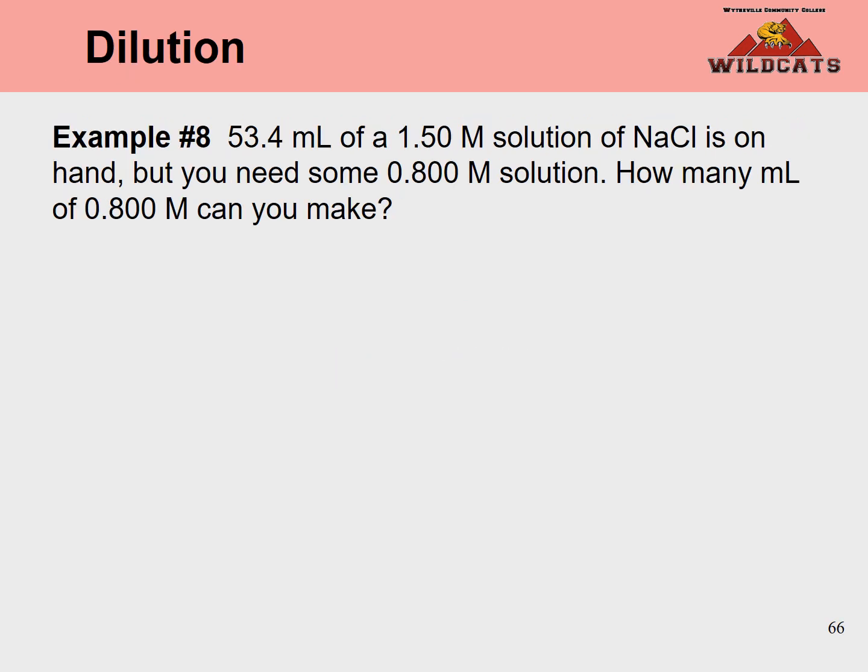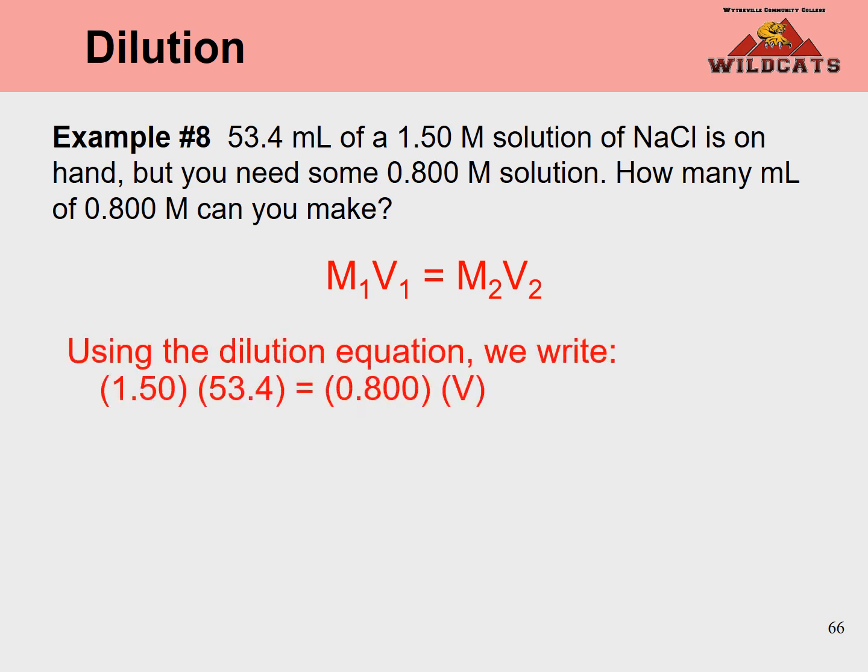So here's a dilution problem. We've got 53.4 milliliters of 0.150 molar solution. If I need a 0.80 molar solution, so I want to dilute this out, how many milliliters of 0.80 M can you make? So we're going to use M1V1 equals M2V2. My initial conditions are the 0.150 molar and my 53.4 milliliters. I want a 0.80 molar solution, so I just need to solve for V.